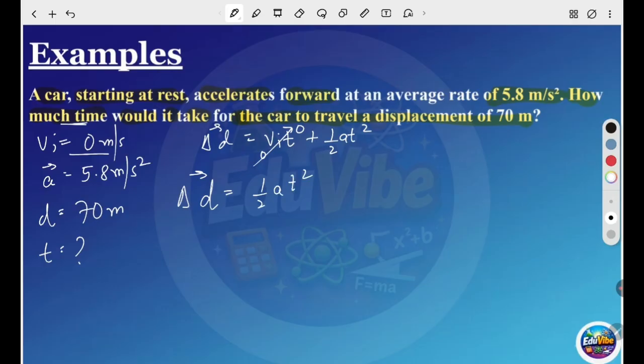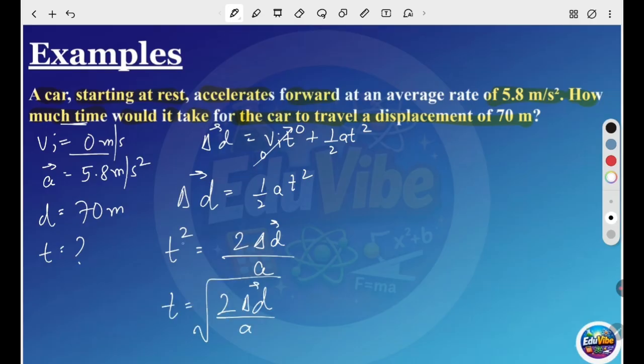So let's isolate the T. With the half going over there, you get 2 delta D, and A goes down, and now this whole value goes under a square root. So just put the square root on that. Now you have to put all the values in and find the T.